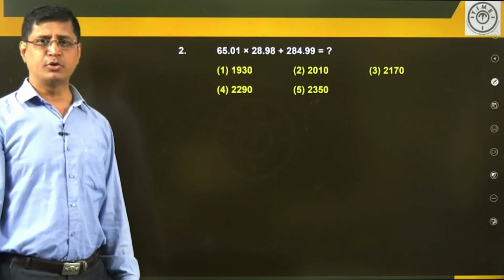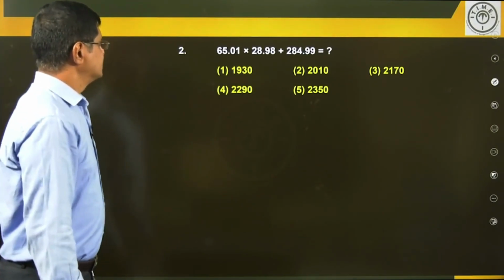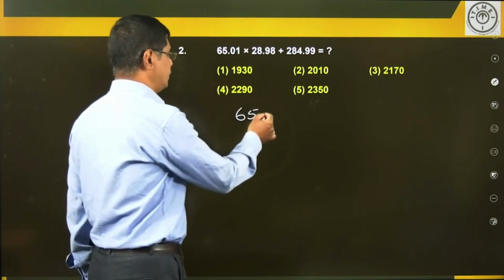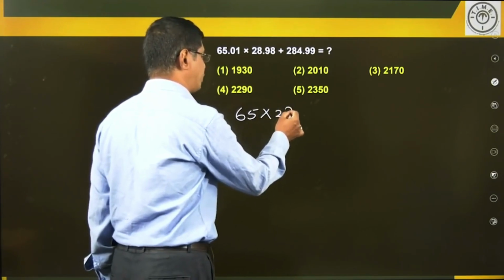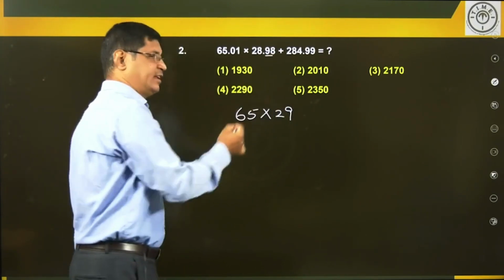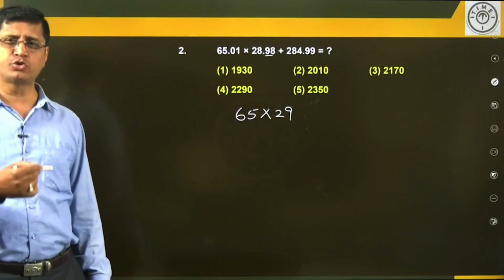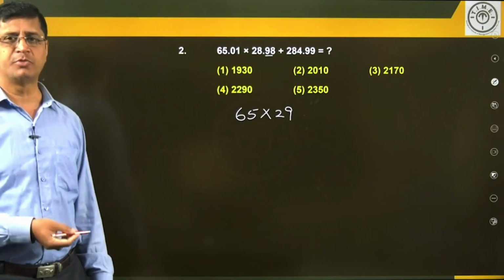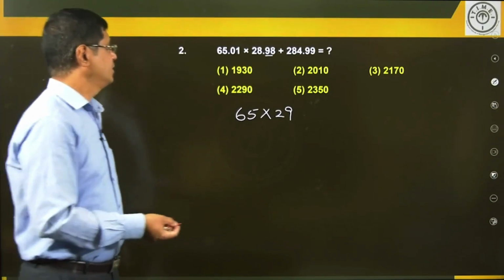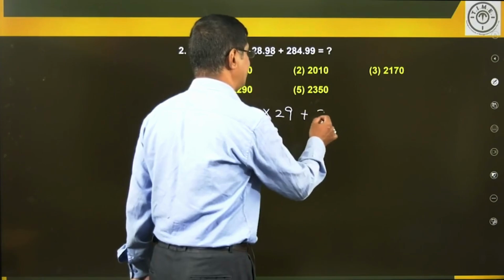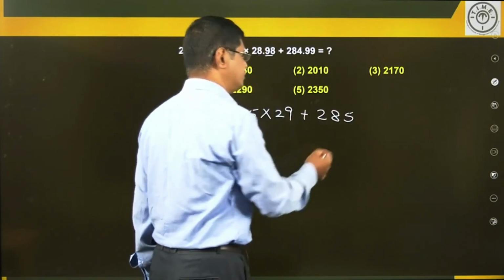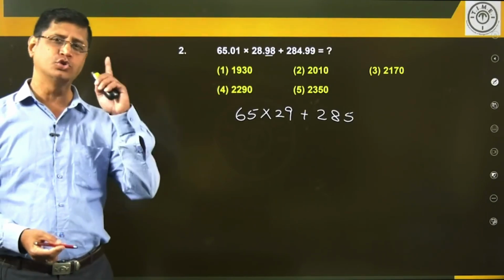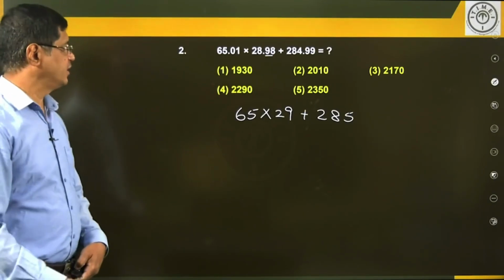Look at the next example, question number 2. 65.01, approximately it is 65, into 28.98. 0.98 is close to 1. So, I am considering it as 29. So, the approximate value here is 29 plus 285. Why is it 285? 0.99. 0.99 is close to 1. So, what is the result?